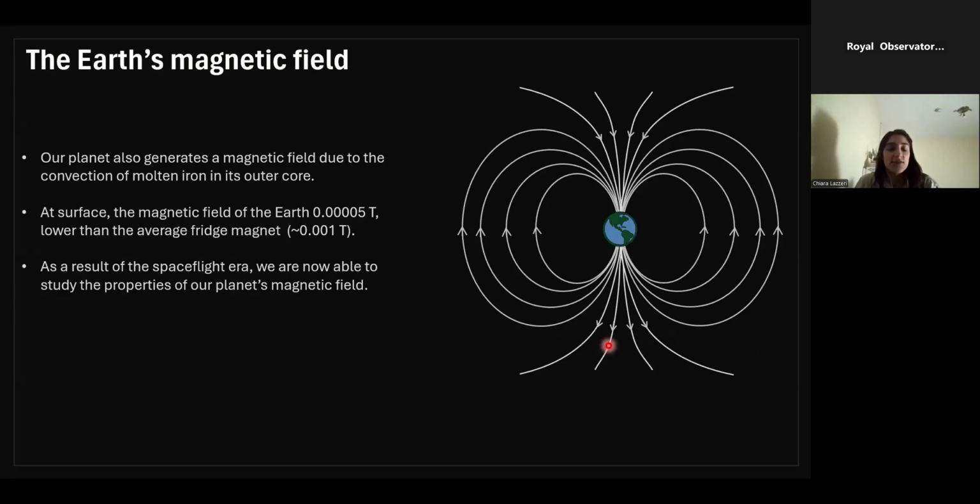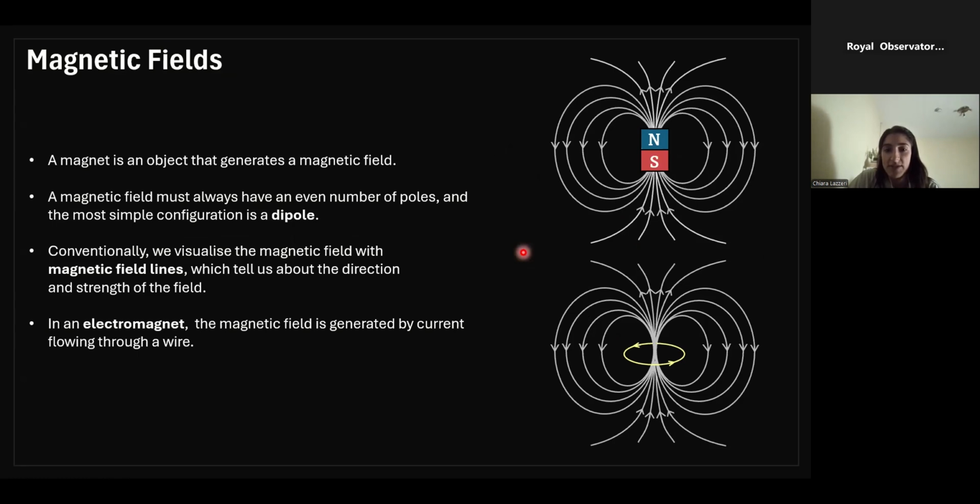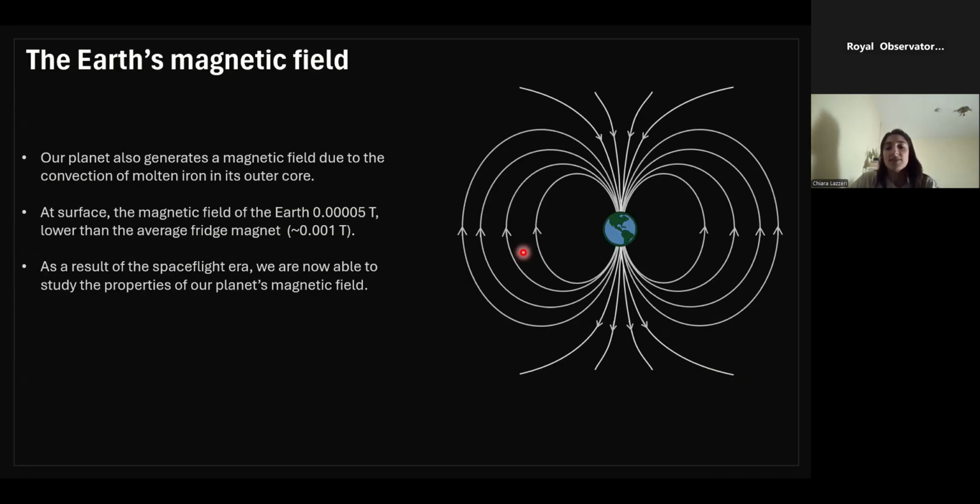So very similarly to an electromagnet, in our planet's outer core, there is circulation of molten iron that is electrically charged. And this generates a magnetic field, which once again is very similar to that of a bar magnet. Now, you might have noticed that this is slightly different from what we were seeing earlier because the direction of the magnetic field lines has changed. And this is because if we swap the Earth for a very big bar magnet, the south pole of the magnet will actually be located at the north geographical pole of the planet.